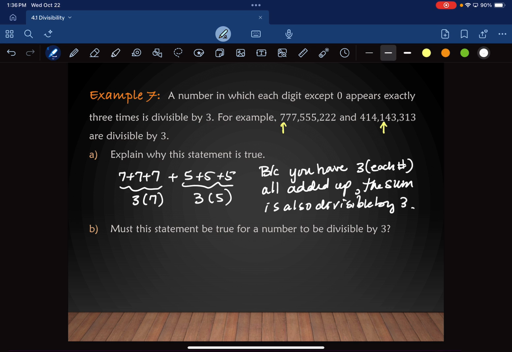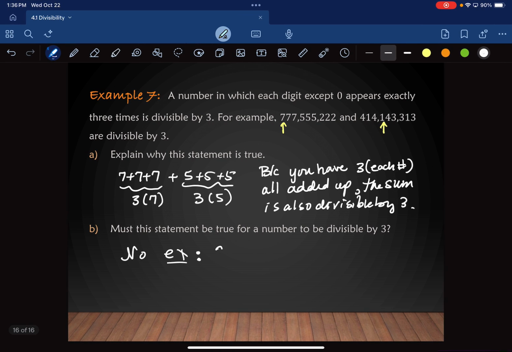Okay, so just because something does work doesn't mean that it has to be the property for it. So this is a statement. It is always true. Must this statement be true in order for a number to be divisible by 3? In other words, must the numbers look like that? Of course not. Can you give me an example of a number that doesn't look like 777,555,222, but it divides by 3?